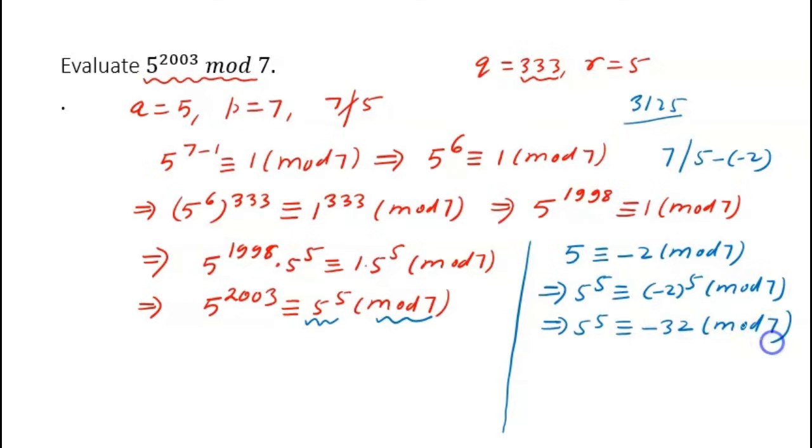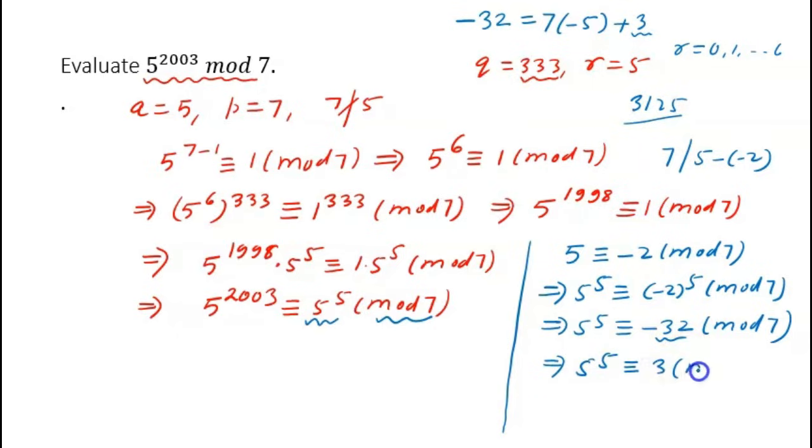Modulo 7. So again, I hope you remember how to take minus 32 modulo 7. Those who have watched the previous video, I hope they remember that minus 32 can be written as 7 into minus 5 plus 3. Because if I am taking modulo 7, the remainder can take its value from 0 to 6, so we have to always make it positive, right? From 0 to 6 means 0 is also possible. So here 7 into minus 5 is minus 35, plus 3 is minus 32. So what we got in the end? We got 5 to the power 5 is congruent to 3 modulo 7.